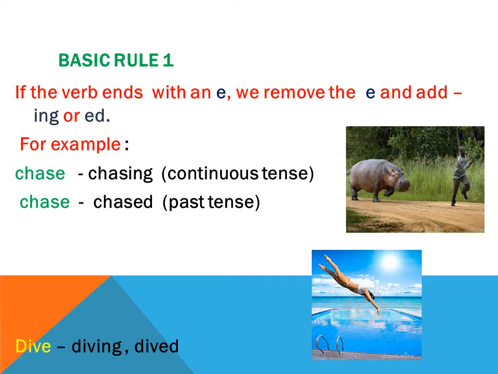Basic rule 1. If the verb ends with an E, remove the E and add ing or ed. For example, chase, chasing, continuous tense. Chase, chased, past tense. Dive, diving, continuous tense. Dive, dived, past tense.